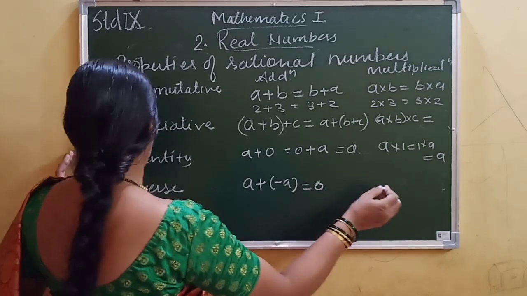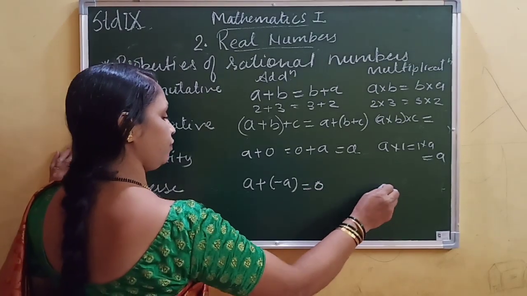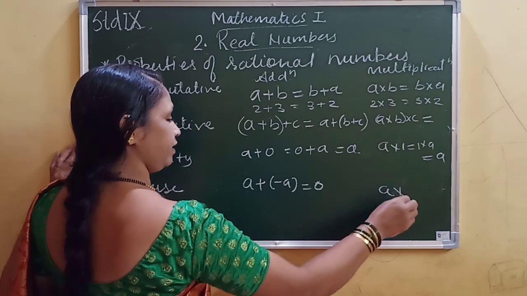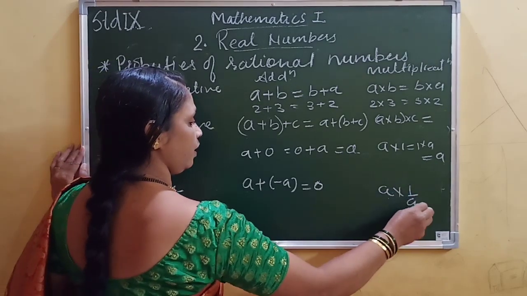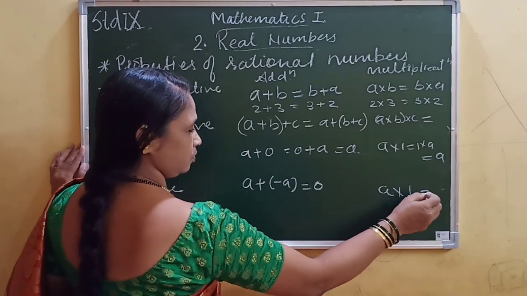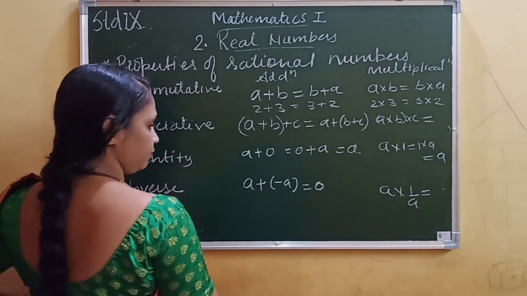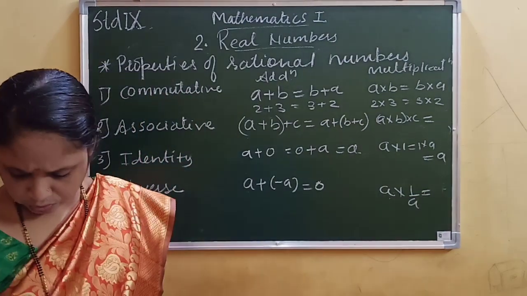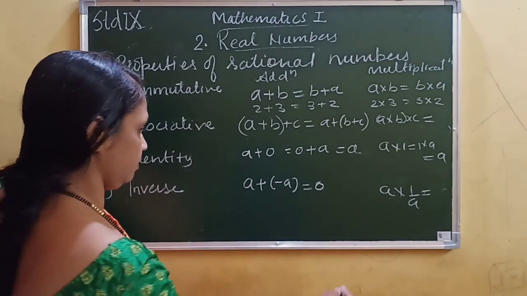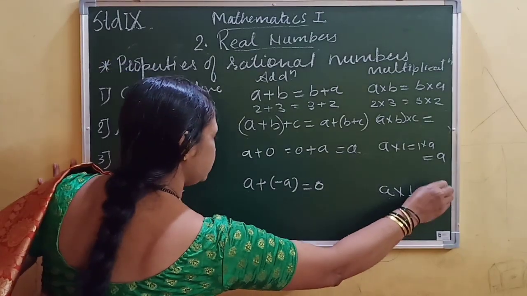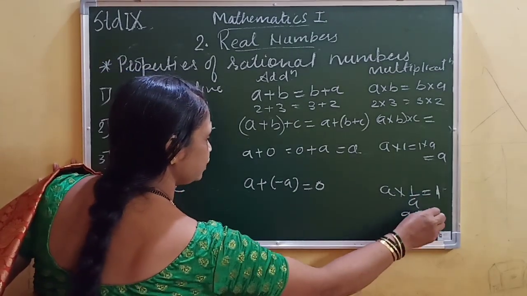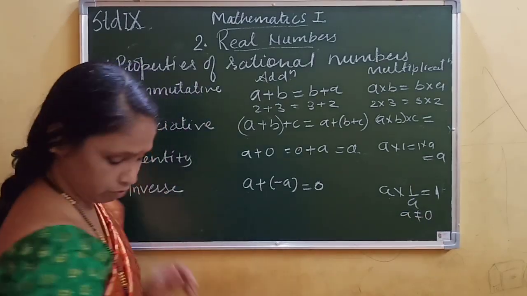Now A's multiplicative inverse is what? A's inverse is 1 upon A. So its product will be equal to 1. A into 1 upon A is equal to 1, where A is not equal to 0.